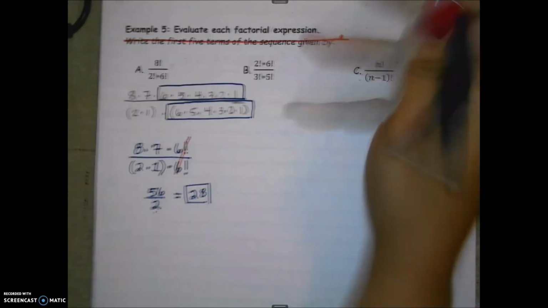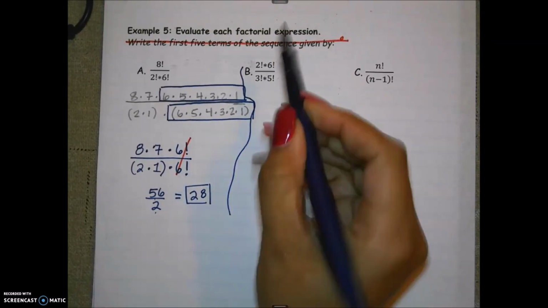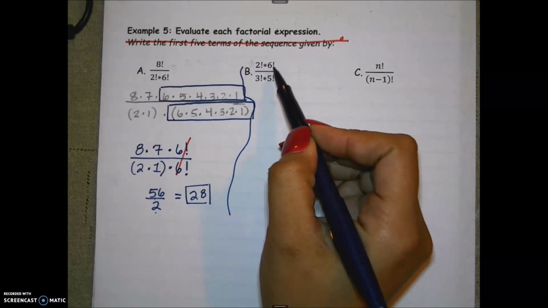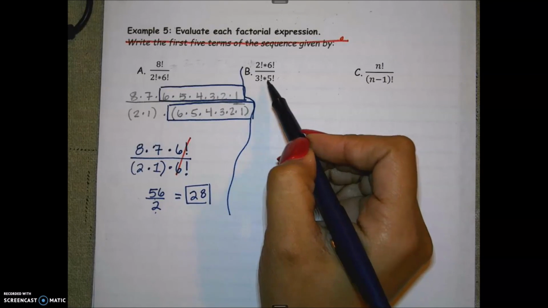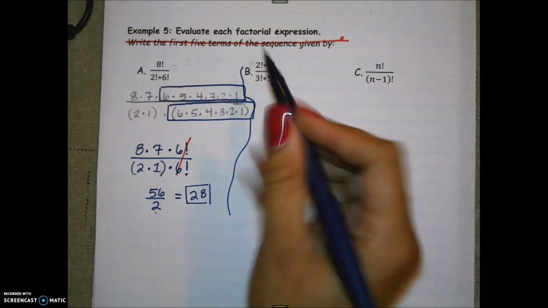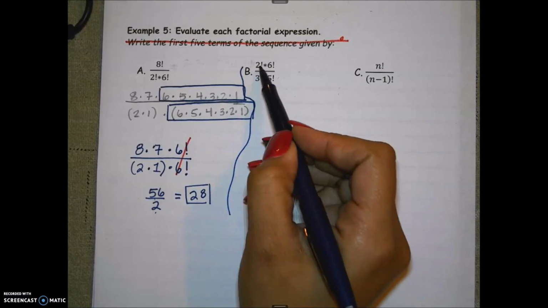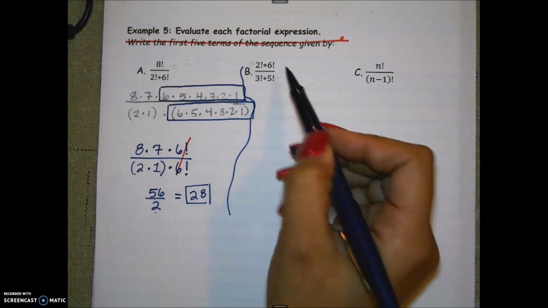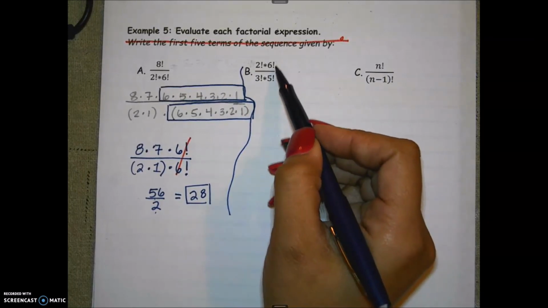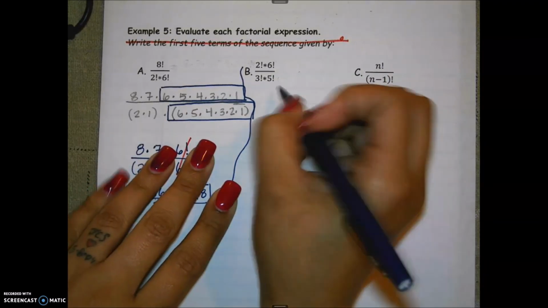Okay, so let's look at B. B is 2 factorial times 6 factorial divided by 3 factorial times 5 factorial. How do you know what's going to cancel out? Here's how I know. 2 is smaller than 3, so 3 factorial must include 2 factorial. 6 is bigger than 5, so 6 factorial must include 5 factorial. So I would write this out this way.